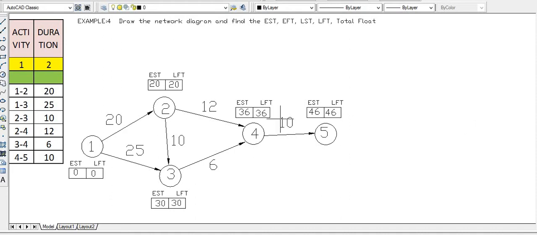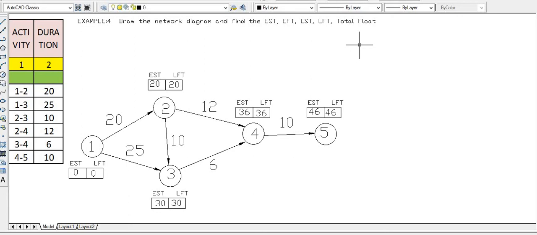So in this way we have calculated earliest start times and latest finish times for all the nodes. Out of the five things asked in the problem, draw the network diagram and find the EST, EFT, LST, LFT and total float, we have calculated only two values in the rectangular form: serial number 1, EST, and serial number 4, LFT. The remaining we will calculate by drawing tables.